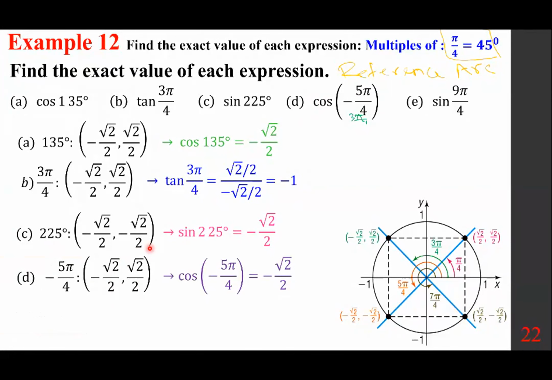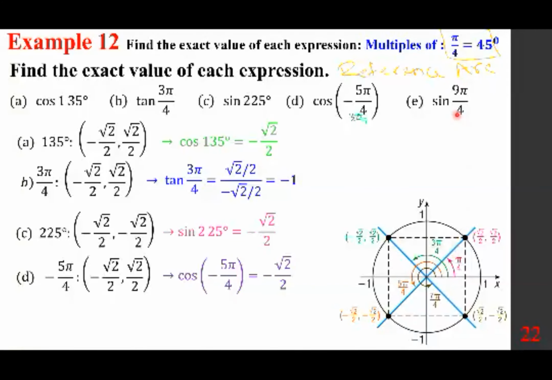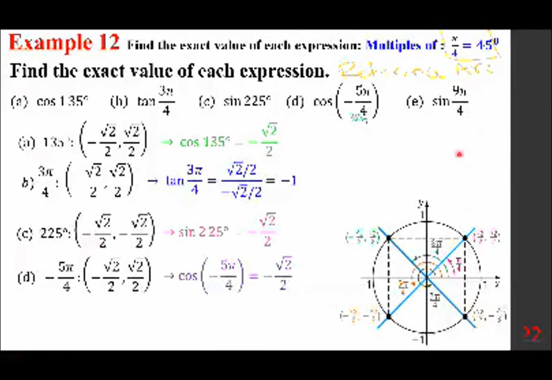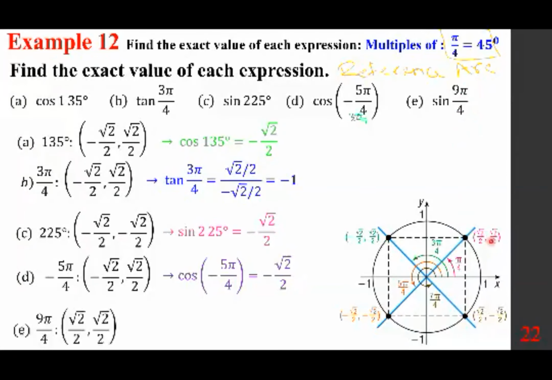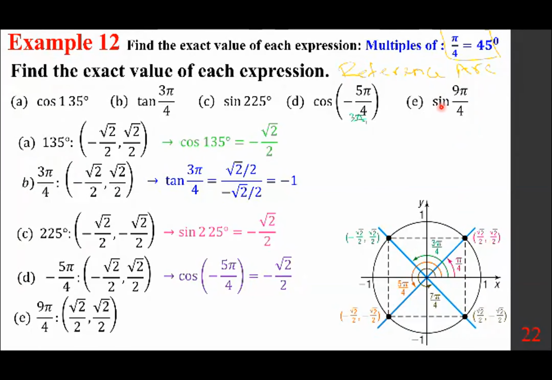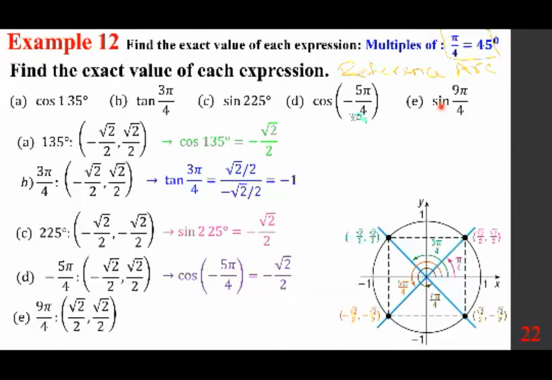9 pi over 4. Remember, 8 pi over 4 is 2 pi. So 9 pi over 4 means go a complete revolution and come back to pi over 4. So this has the same terminal side as pi over 4. With this location, we are interested in sine. Sine is the y coordinate, which is square root of 2 over 2.